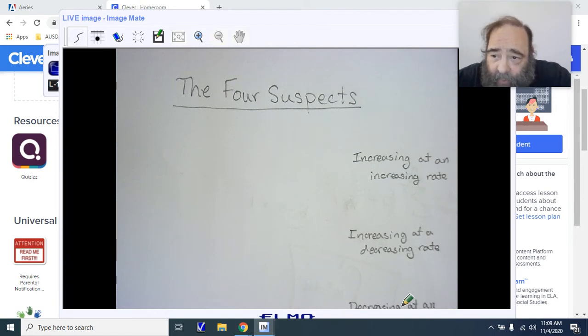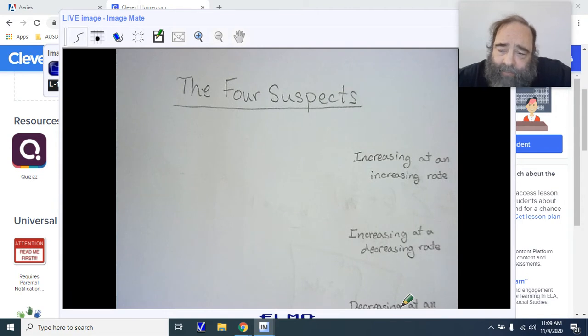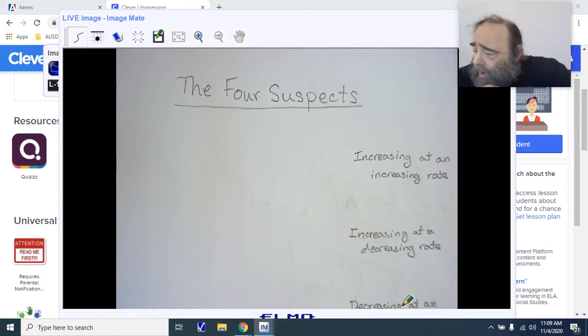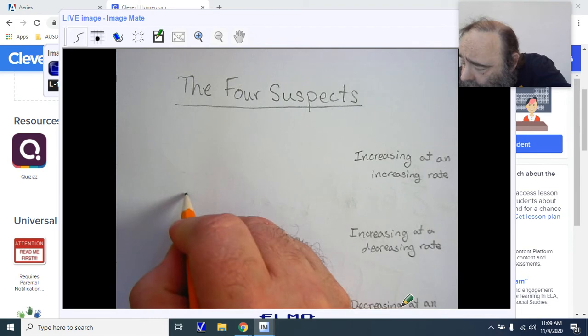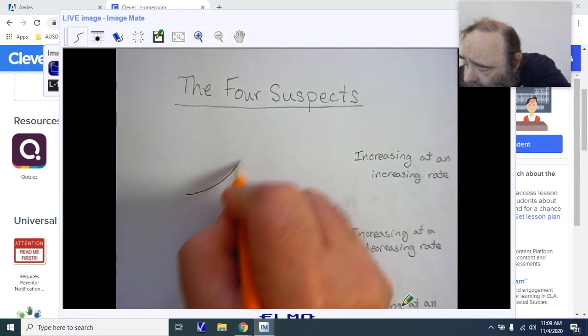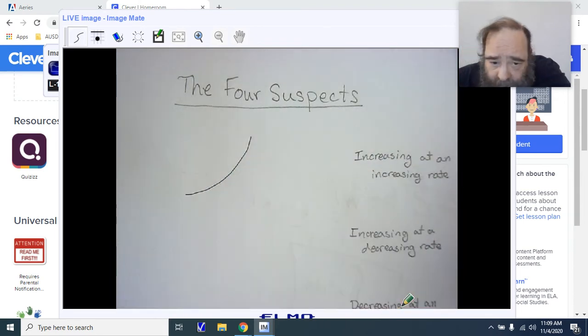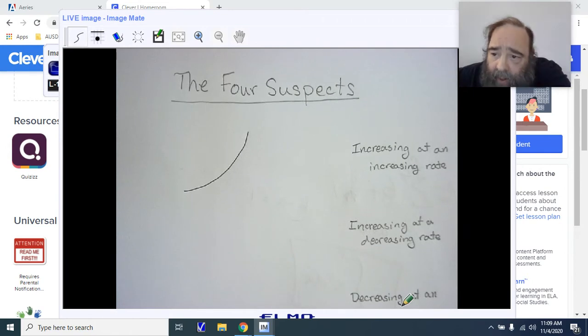Now, when we talk about the four suspects, I put it in that way because we're usually talking about clues that are given about a graph. For example, we often talk about these graphs in terms of what they're doing. For example, we have a graph increasing at an increasing rate. Increasing at an increasing rate describes the graph's concavity and the graph's increasing nature.